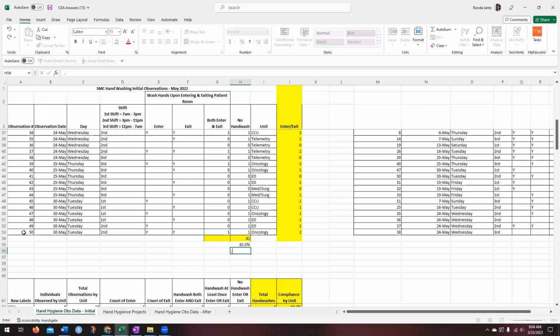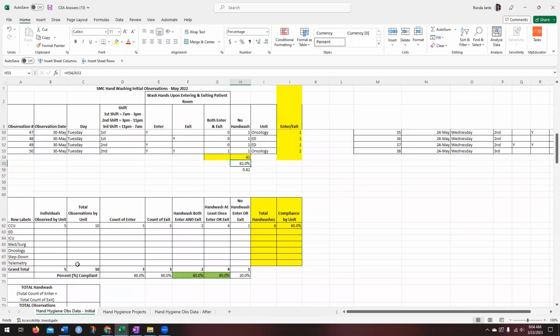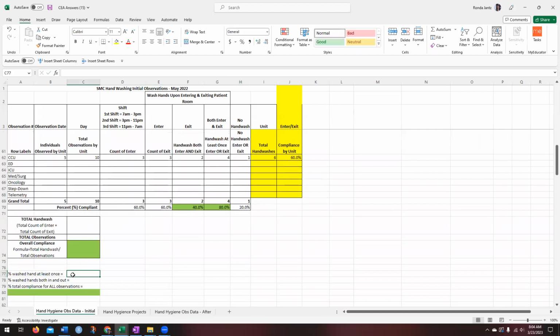What you might come up with if you don't have it formatted as a percent, you might come up with a decimal 0.82, but you can move that decimal 2 places to move it into a percent. And that is your very first percentage you're supposed to have. And that would be 82%. So percent washed hands at least once.